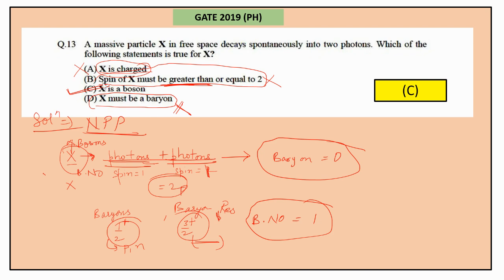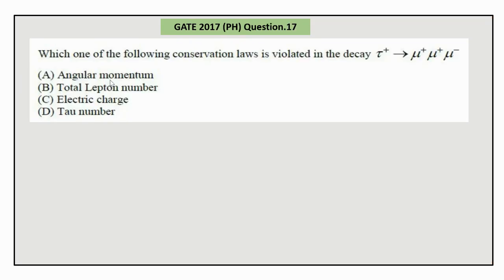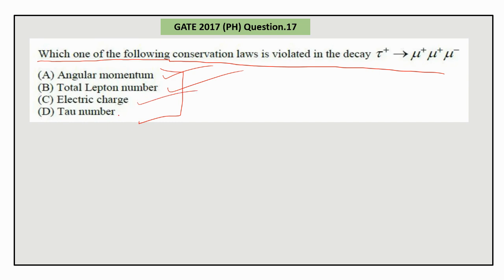Okay. Now the next question is this one. Which one of the following conservation laws is violated in the decay of this? A is angular momentum, B is total lepton number, C is electric charge, and D is tau number. So I again want you to at least attempt this question. I'll give 2 to 3 minutes again. Attempt this question and tell me the answer.